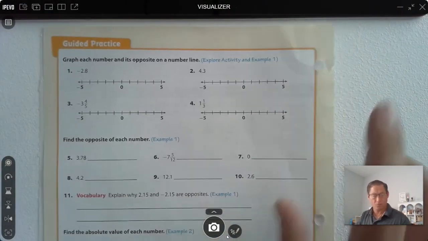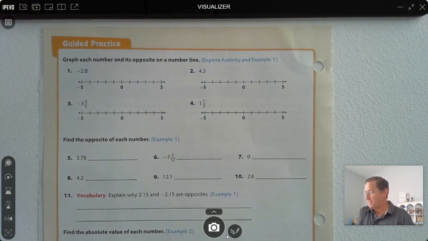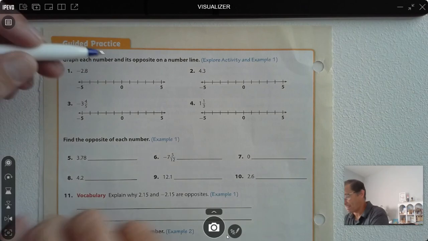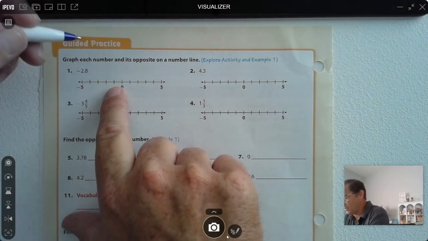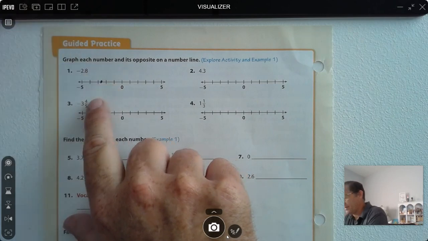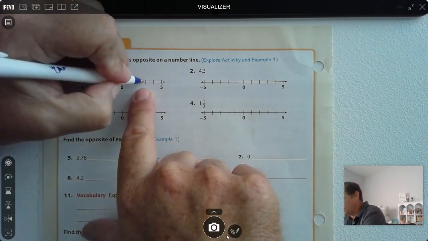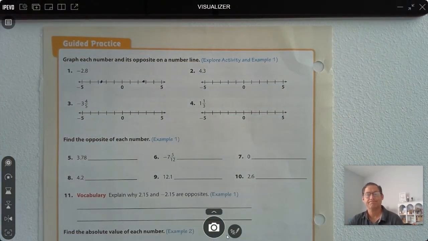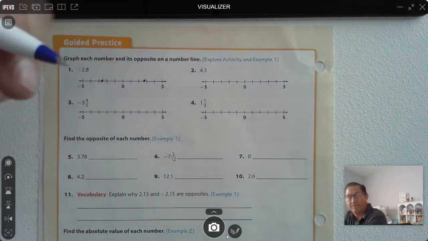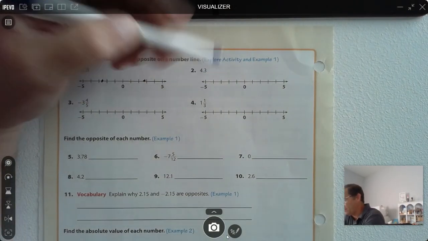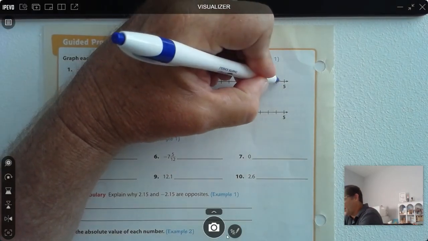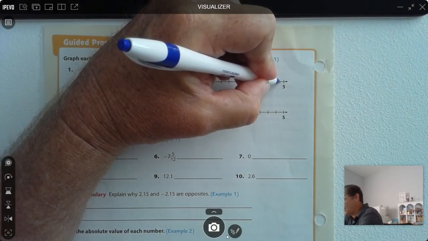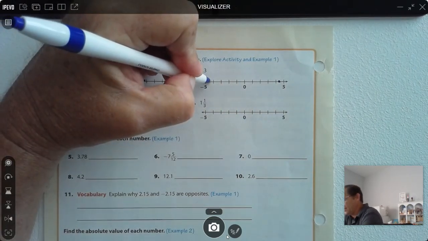Page 56, number 1. Graph each number and its opposite on a number line. Okay, so negative 2.8. 1, 2, 3, 4, 5. So 1, 2 is going to be closer to 3. And then we'd put the same thing on that side. 4.3, or 4 3/10. 1, 2, 3. 1, 2, 3, 4 3/10. So it's going to be shy of 4.5. And the same thing on the opposite side.